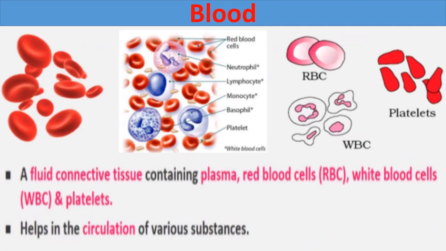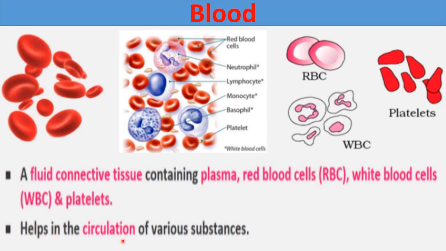Next type of specialized connective tissue is blood, a fluid connective tissue. We can say blood is a fluid connective tissue, okay, and this is the softest tissue found in our body. It is a fluid connective tissue containing plasma, red blood cells, called RBC, white blood cells, that is WBC, and platelets. Okay, all these are present in our blood. Plasma, WBC, RBC, and platelets.